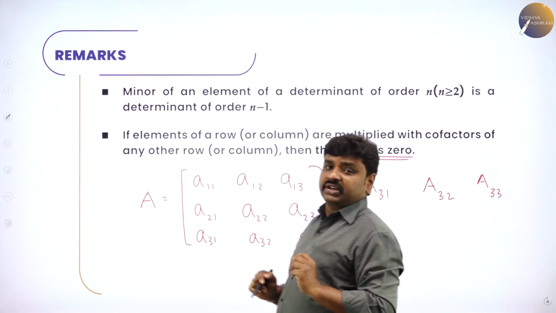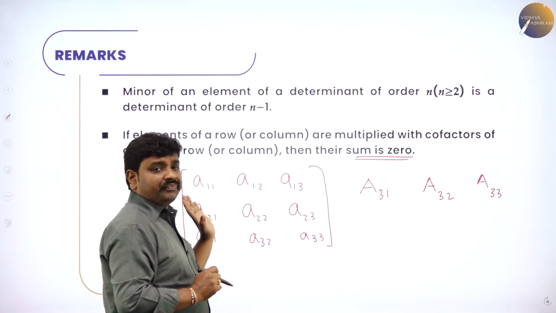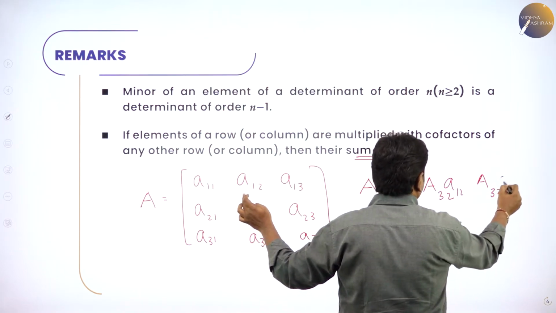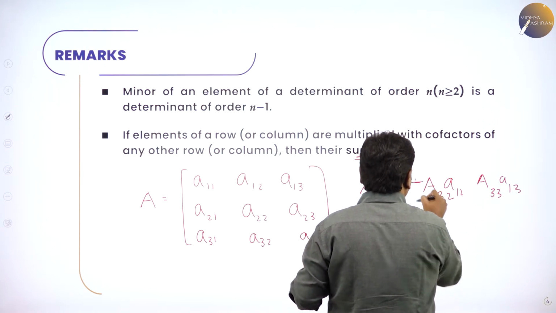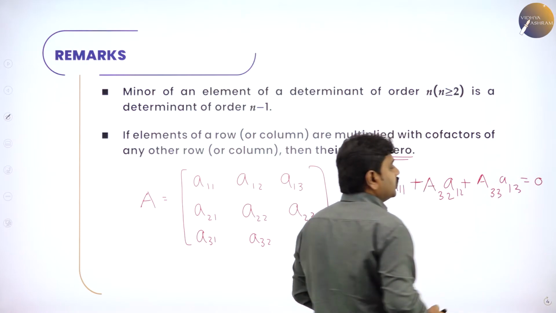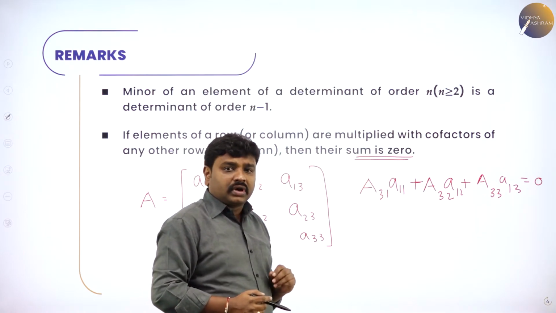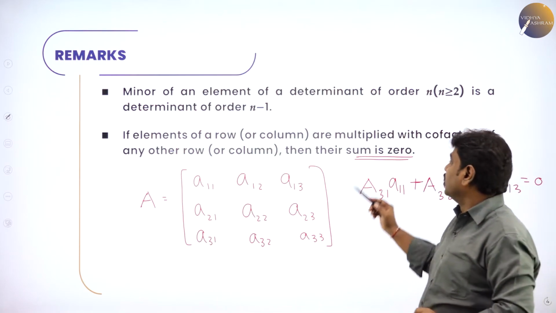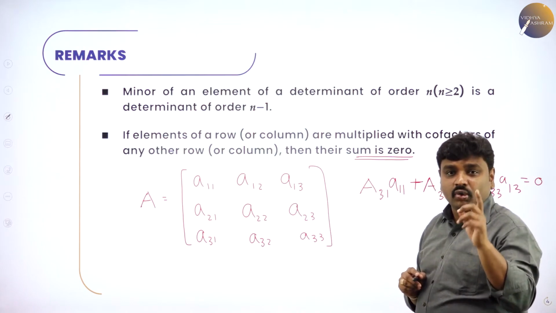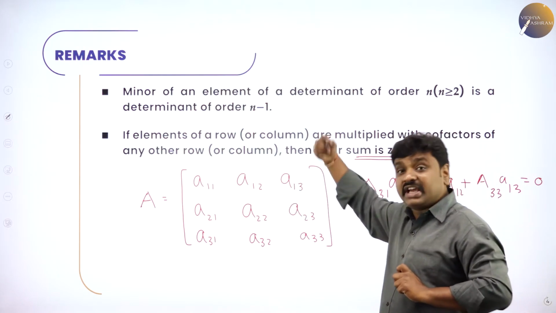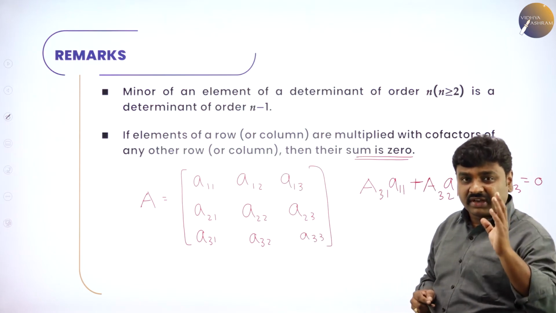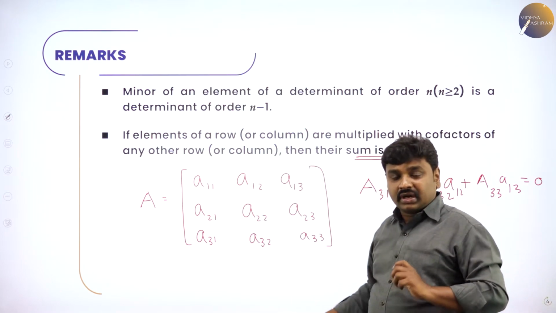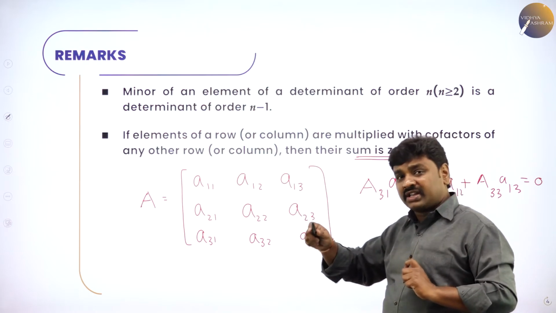Now after finding cofactors, you multiply with elements of any row. I'll multiply with the first row, that is A11, A12, A13. Then you add them. If you add them, definitely you will get 0. This is the meaning. So I multiplied the cofactor of the third row with elements of the first row and I added, I'll get 0. When you multiply cofactors of any row with elements of any other row and add them, you'll get 0. Similarly, if you multiply cofactors of any column with elements of another column and you add them, again their sum is what?